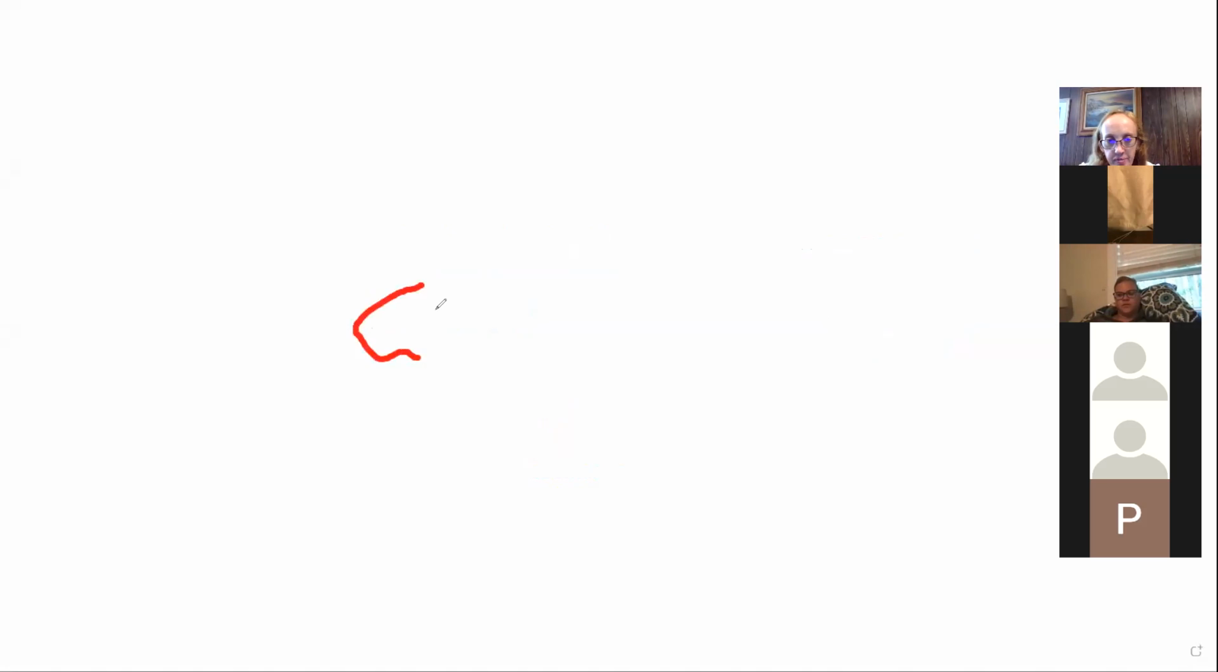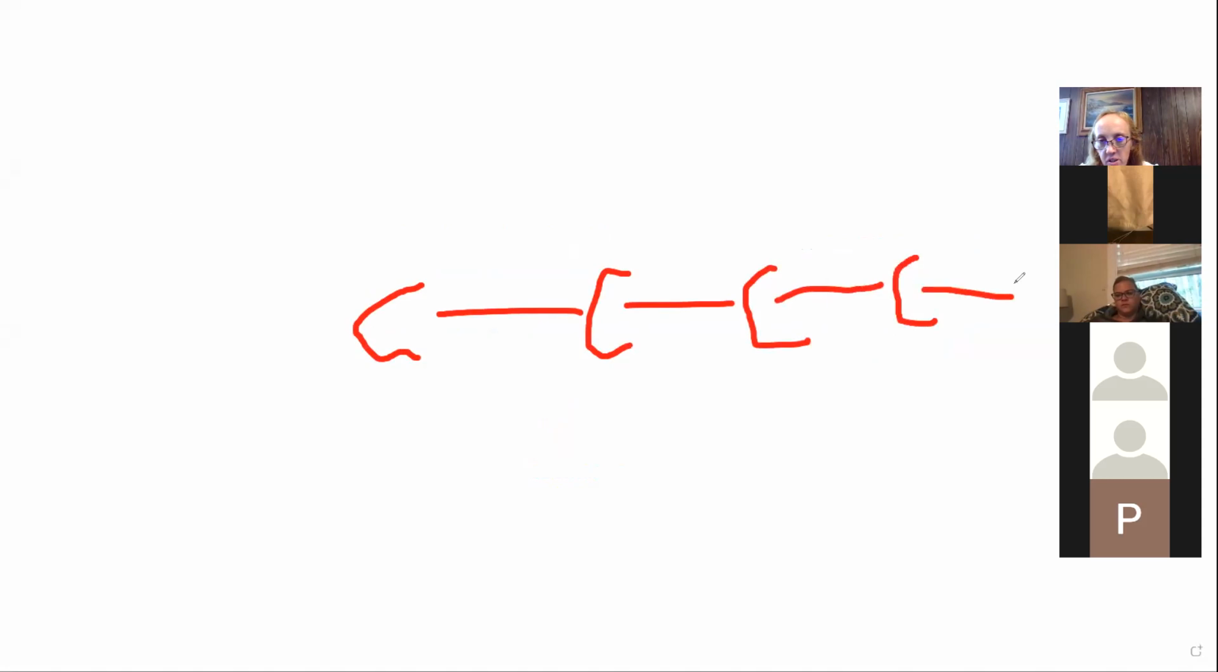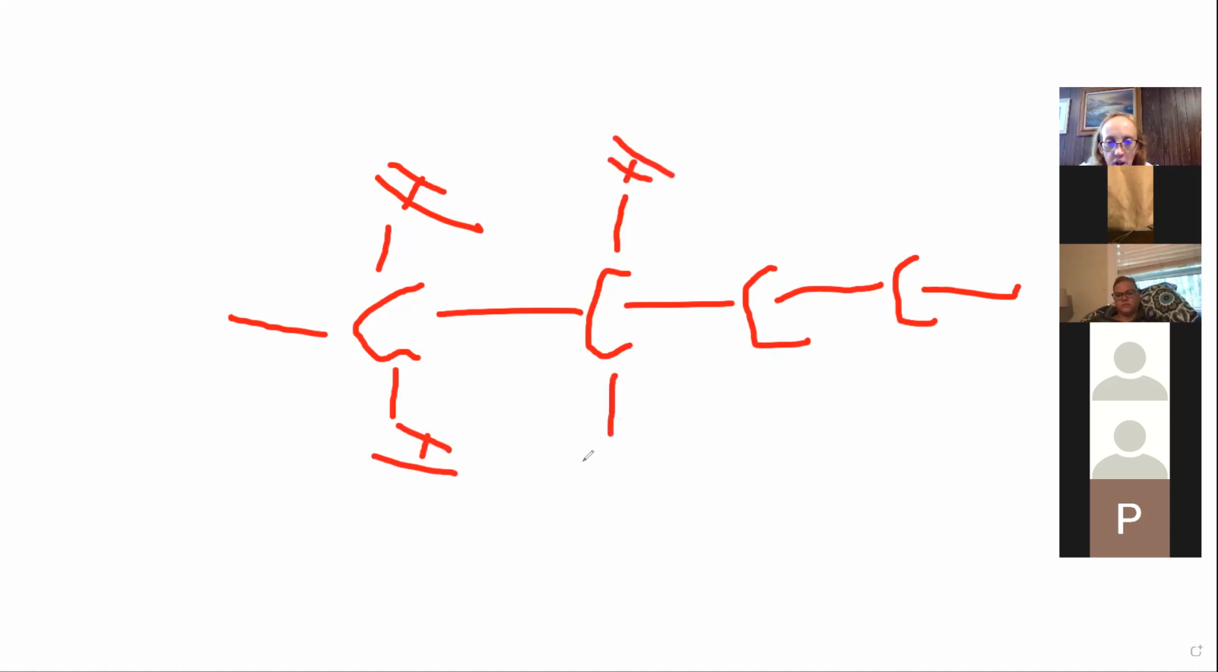So I have one carbon here, one carbon here, one carbon here, and so forth. One hydrogen here, one hydrogen here, one hydrogen here, one hydrogen here. One hydrogen kind of here. It's kind of like fifth grade, right? Or kindergarten writing. One hydrogen here. Okay.